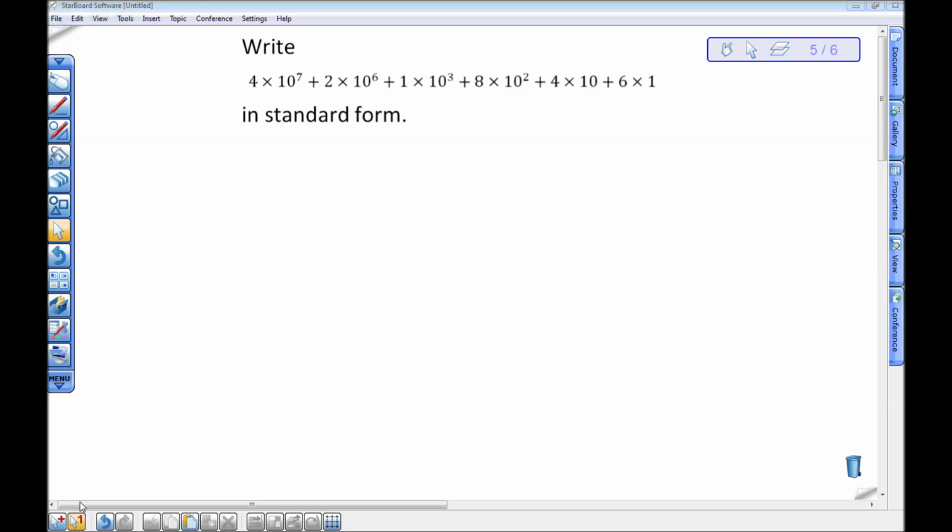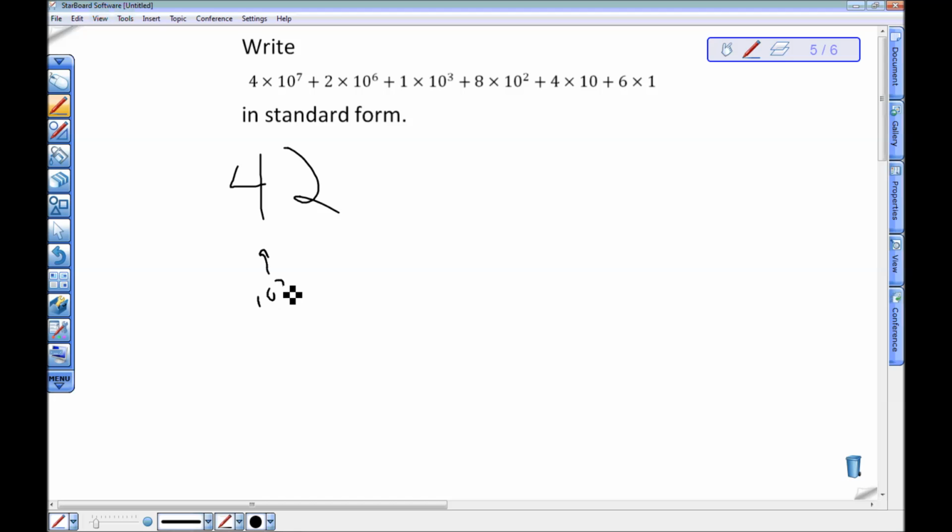I want to look at a couple numbers that are written in expanded form and then rewrite them in standard form. So what I have here is 4 times 10 to the 7th plus 2 times 10 to the 6th plus 1 times 10 cubed plus 8 times 10 squared plus 4 times 10 plus 6 times 1. So as I write this number, I have 4, and I know I need 7 zeros after that, but I'm adding it to a 2 with 6 zeros.